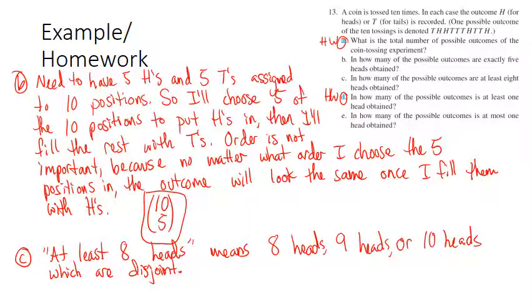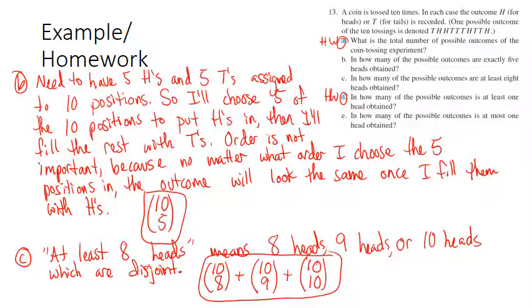So for the number of outcomes that have 8 heads, it's going to be 10 choose 8. So I'm choosing 8 of the 10 positions to have heads. And then for the 9, I'm going to choose 9 of the 10 positions to have heads. And then for the 10, I'm going to choose 10 of the positions to have heads. Then I'm going to add those up because those are disjoint subsets of the sample space.